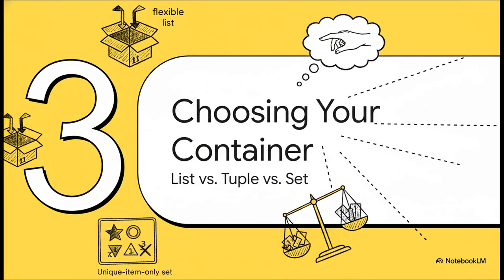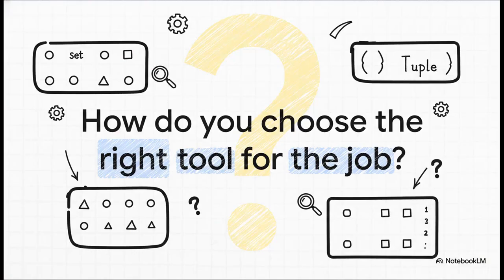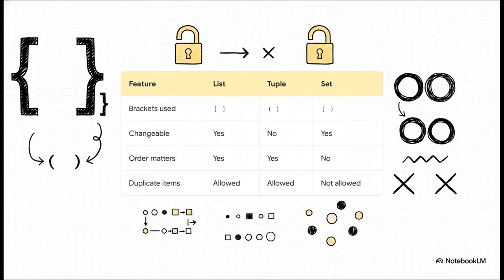Okay, so we've met the flexible list, the sealed box tuple, and the unique-items-only set. Now for the most important part, putting it all together so you know exactly which one to reach for when you need it. You know, this is the fundamental question every programmer faces when they start organizing their data. You've got these 3 excellent containers, but which one is the right fit for your specific problem? Let's break it down. This table really lays it all out. First up, how you make them. Square brackets for lists, parentheses for tuples, and those curly braces for sets. Easy enough, but the real differences are in how they behave.